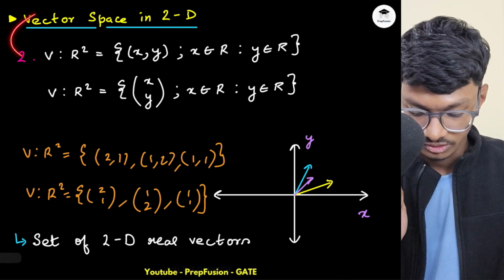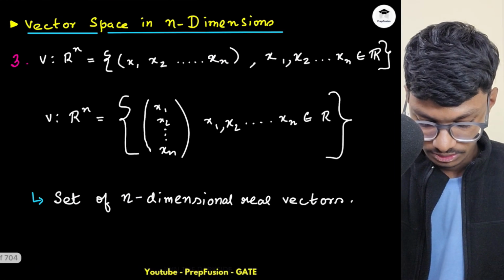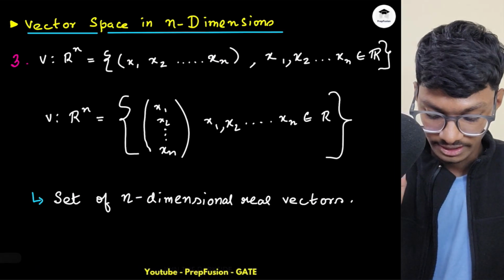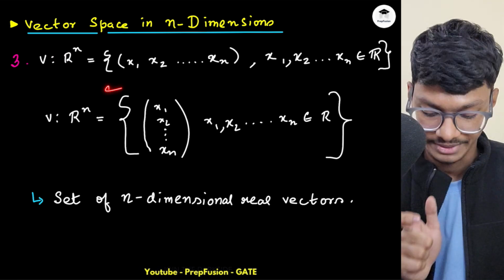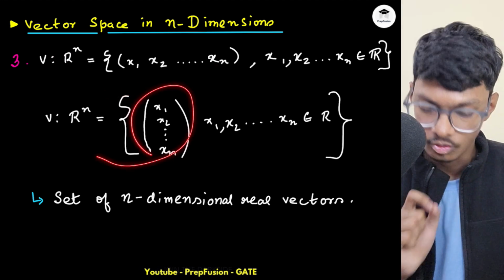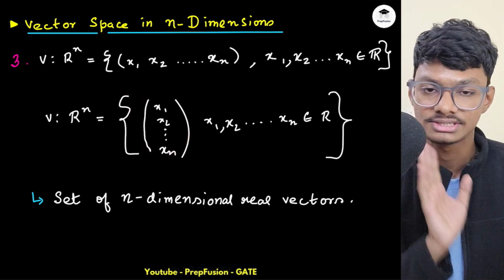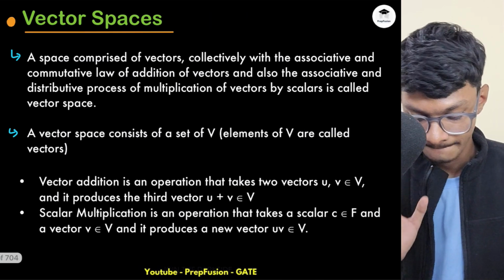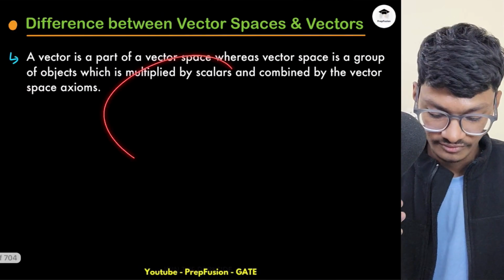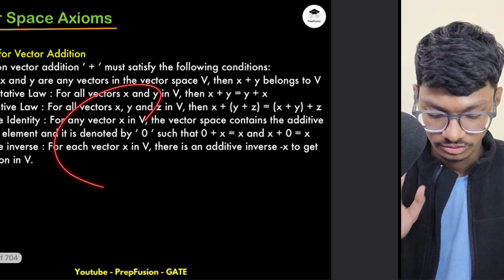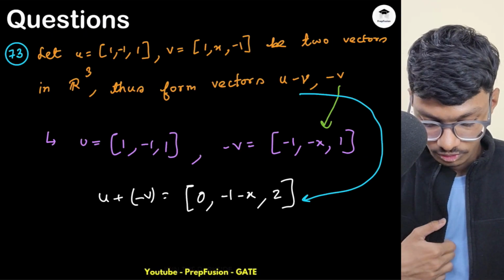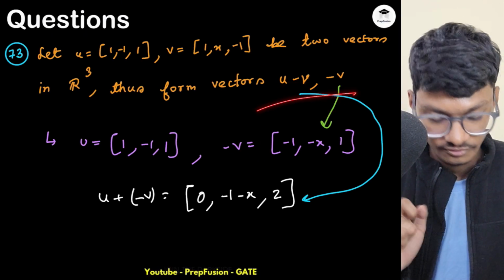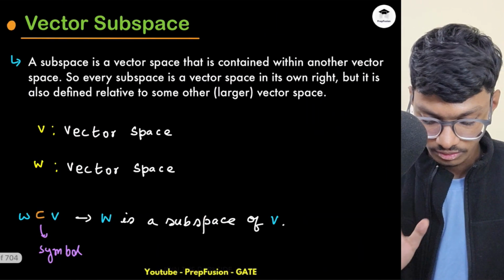So this is about the vector space in 2D. This is a standard notation for vector space in n dimensions. You can either write in row format or in column format. Both mean the same thing, they don't mean anything different. Here a few axioms are given. These are theoretical things, so I won't go much deeper into this. I told you how to do vector operations, subtraction, addition, all these things.